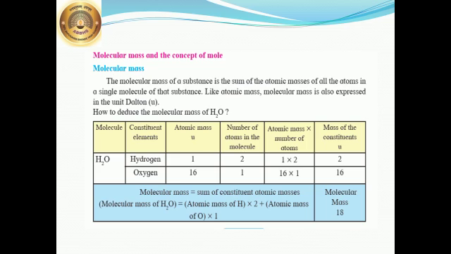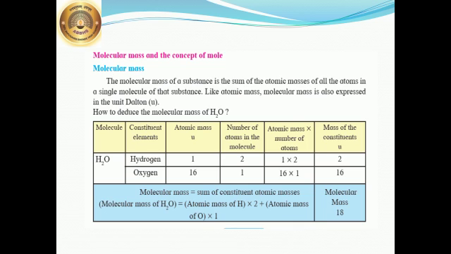The molecular mass of a substance is the sum of atomic masses of all the atoms in a single molecule of that substance. So underline this sentence, a very important sentence. For example, if we take water, it is the atomic mass of hydrogen and oxygen. Now let us see how we calculate it.